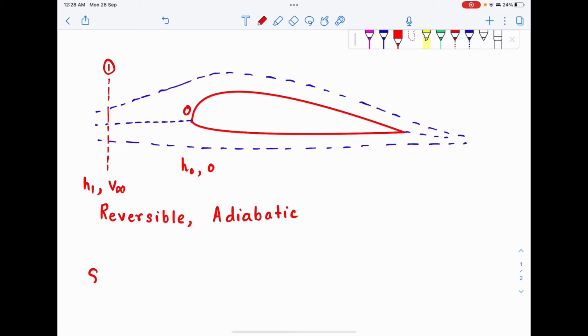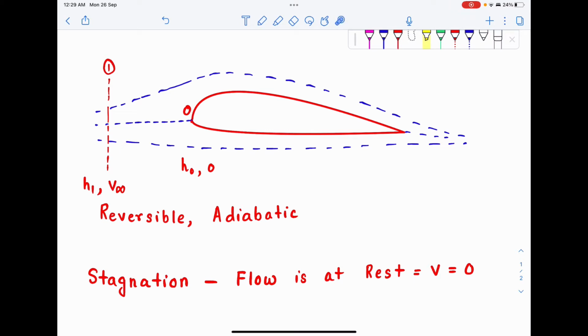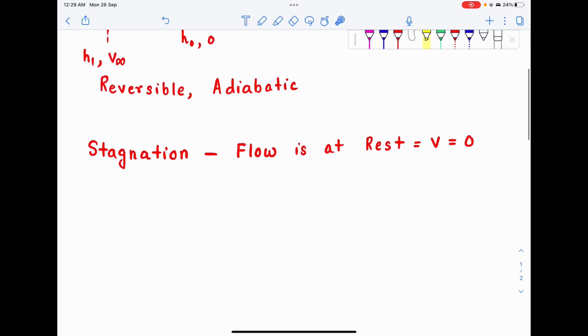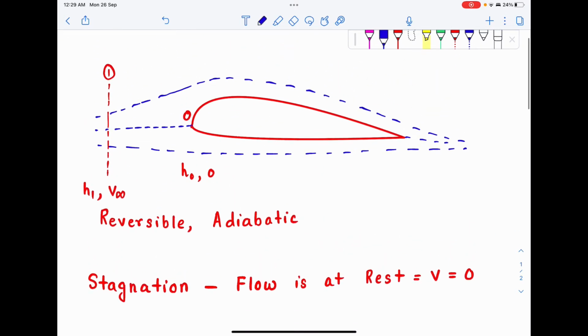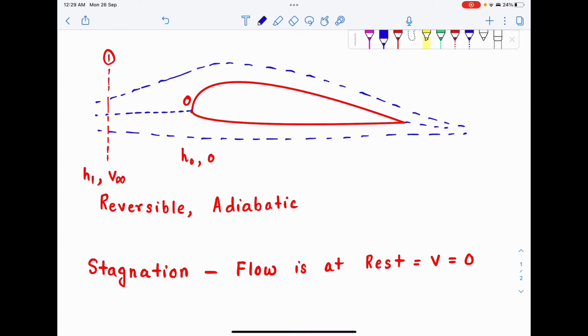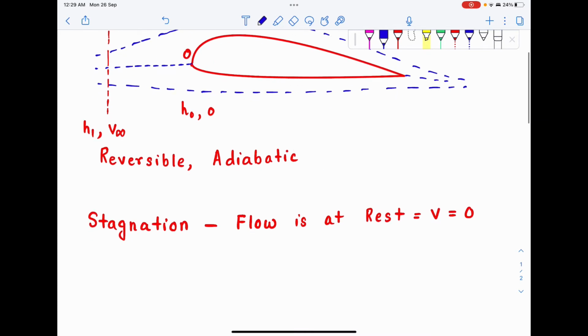Because at the stagnation point the flow is at rest. If the flow is at rest, that means our velocity would be 0. So at point O our enthalpy is H naught and our velocity is 0. Another thing we need to mention is that over here we'll apply the energy equation.